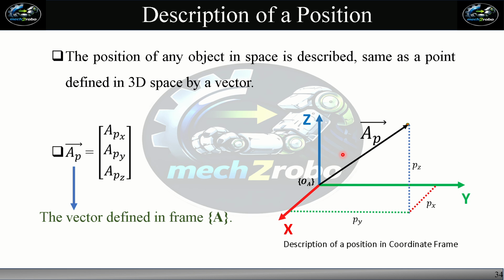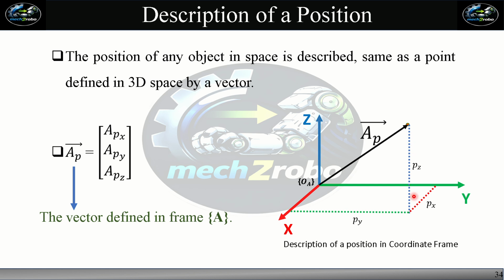Then, description of a position in 3D space. The position of any object in space is described same as a point defined in 3D space by a vector. We can see in this figure the xyz represent a coordinate frame which has origin OA, and this is the point which we defined in 3D space. Means this is the position of any object in 3D space represented by a vector p, and here A represents that it is defined in coordinate system A.